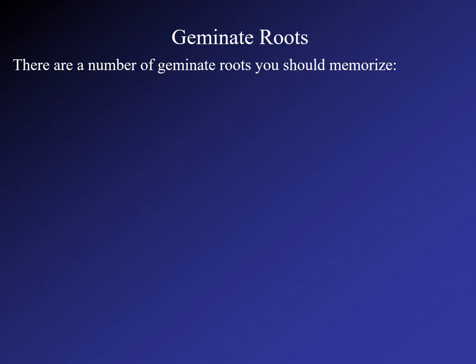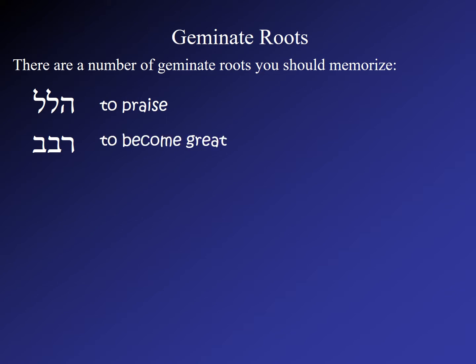There are a number of geminate roots that occur in Biblical Hebrew, the most important of which are here, and it's worth just memorizing these. It will make your life easier in the long run. The first is halal. Halal means to praise. The second is ravav. Ravav means to become great. Notice that this is related to the adjective rav, or rava, which means great or large.